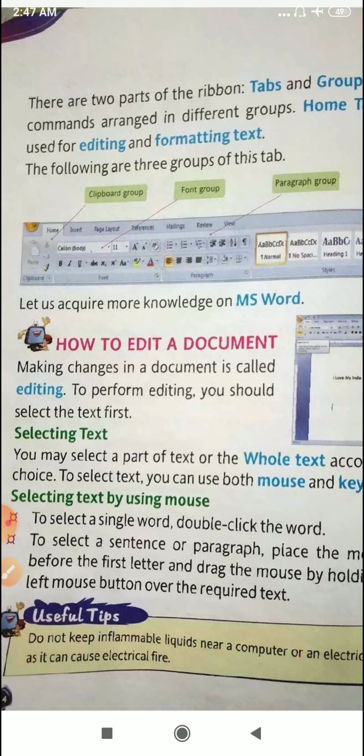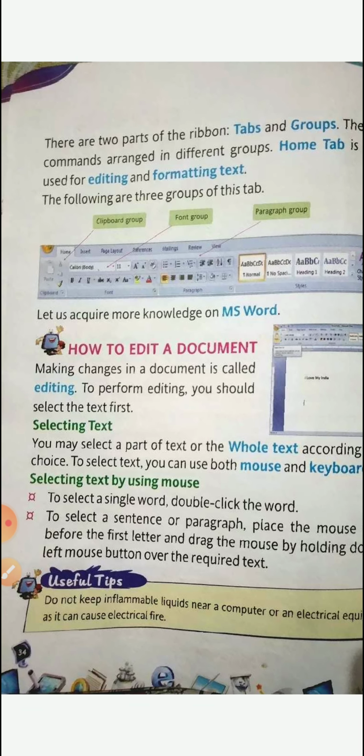To perform editing, you should select the text first. Students, if you are doing any editing, first of all you have to select the text which you are going to edit. You may select a part of the text or the whole text according to your choice. To select text, you can use both mouse and keyboard. First of all, I'm telling you how to select the text by using the mouse.